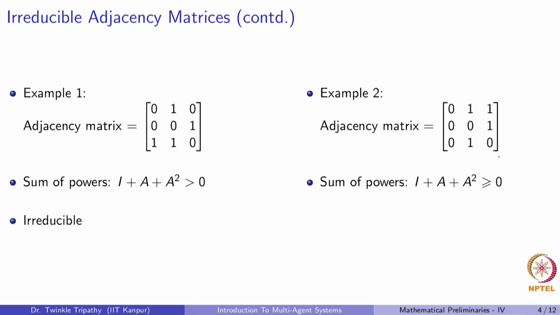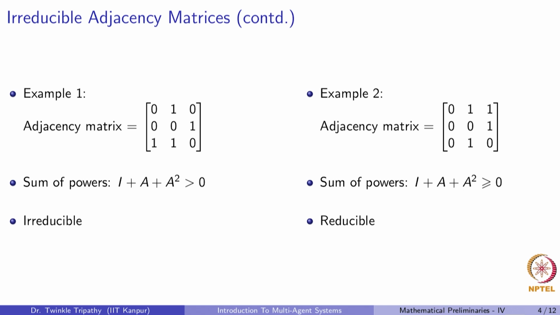Here, for this matrix, if we do the same operations, let us sum the powers. What we will see here is, for this particular matrix, the adjacency matrix A is actually reducible. Why? Because this summation is not greater than 0, which violates the definition of irreducibility, meaning this matrix is actually a reducible matrix.